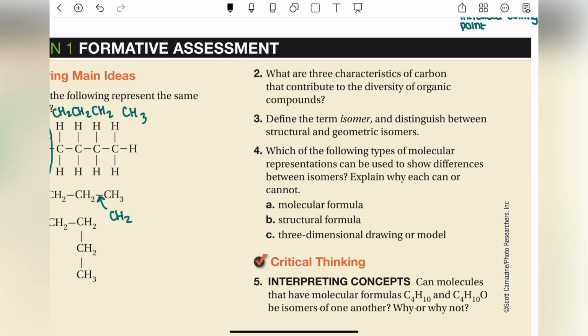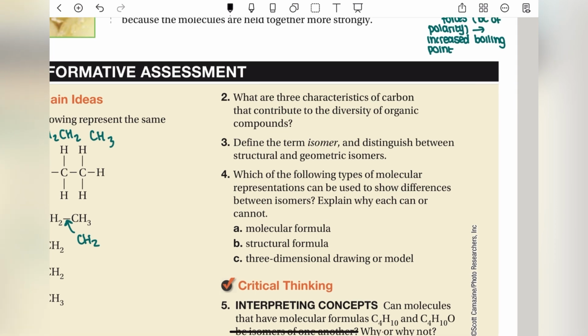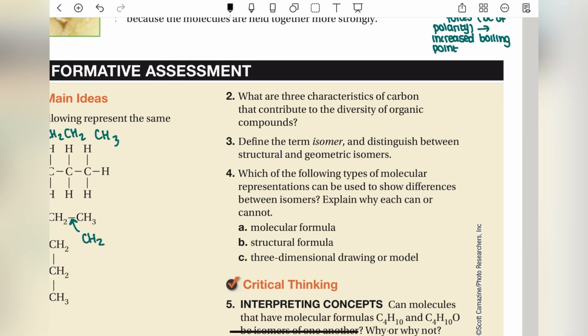Question 2. What are 3 characteristics of carbon that contribute to the diversity of organic compounds? Okay, so first is carbon's ability to bond with itself. Second is that it binds readily to atoms with similar electronegativities. And third, there's a different arrangement of atoms, so the existence of isomers because of carbon's nature.